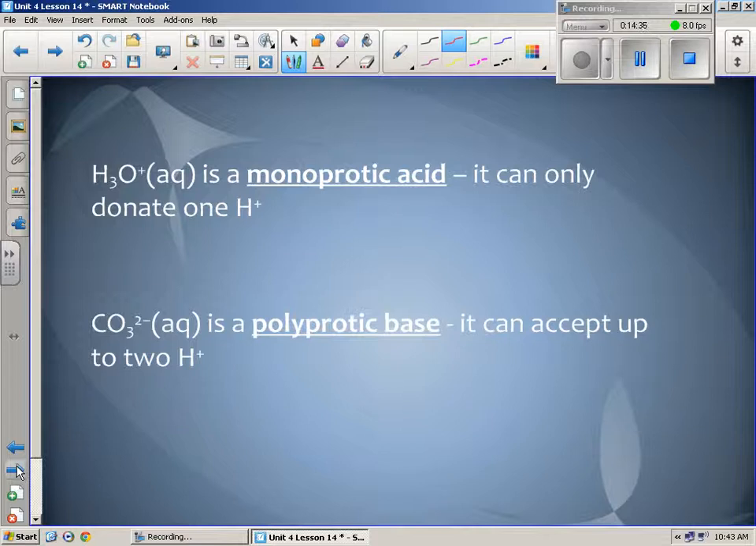H3O plus is a monoprotic acid. H3O plus. So HCl, HNO3, things like that. It can only donate one H plus. Okay, it's only got one H plus. Carbonate is a polyprotic base. It can accept up to 2 hydrogen ions. It can do that because, look, carbonate has a 2- charge. How many H pluses can I put with it to basically neutralize it out? Well, 2. Okay? All right? So it's a polyprotic base. It doesn't matter if it accepts 2 or 3. It's polyprotic. It means it can accept more than 1 H plus.